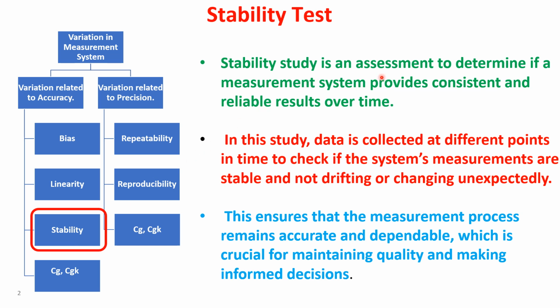It is a study or assessment to determine if the measurement system provides consistent, reliable results over time. That is important. So measurements are taken at different points in time to check whether the system measurements are stable, and an application of this is that you can take the decision whether the frequency of the calibration can be reduced or increased. So this is the use of the stability test.